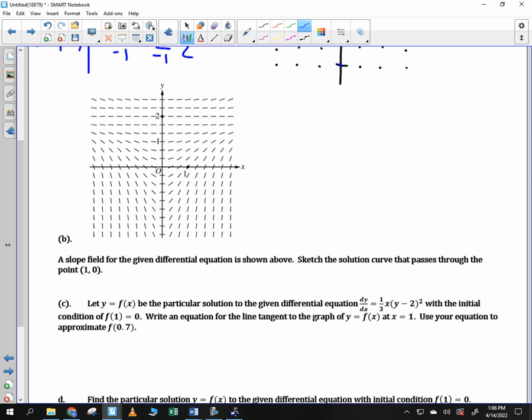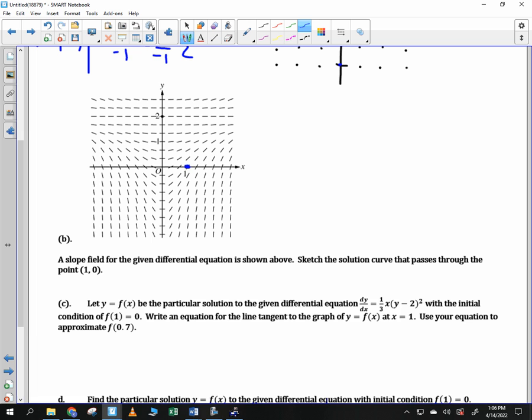Now it says a slope field for the given differential equation is shown above. Sketch the solution curve that passes through the point 1, 0. So notice how they have the point 1, 0 marked here. See if you could go ahead and sketch a curve that matches the slope field but passes through that spot. Ready, set, go.